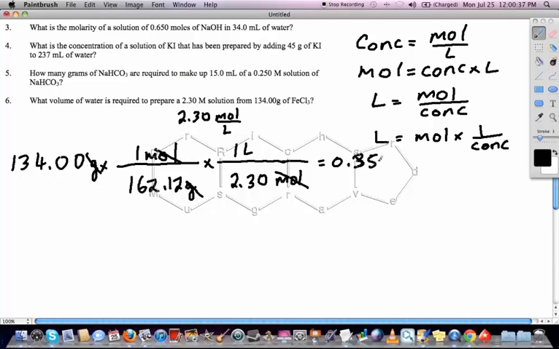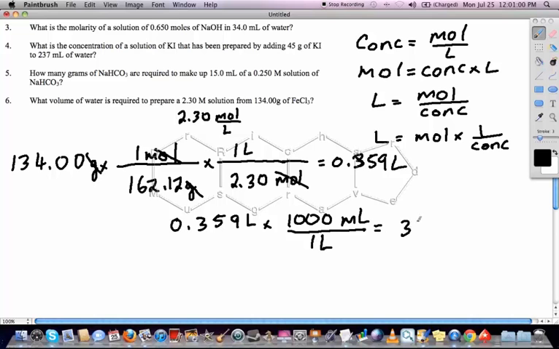Now you'll note that in the problem I was not told what unit to go to, so litres would be fine for that. If I did want to take it one step further, I could convert those litres to millilitres by multiplying 1000 mils per litre, which comes out to be 359 millilitres. Alright, so that's how those problems are handled.